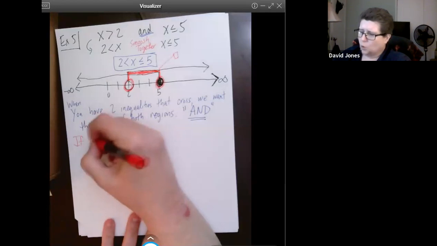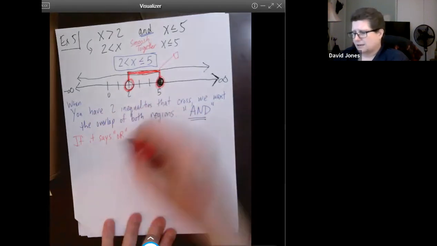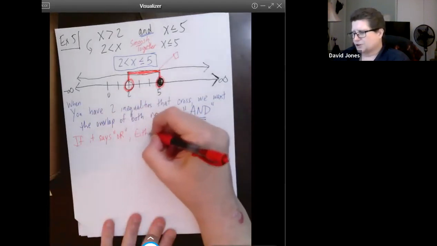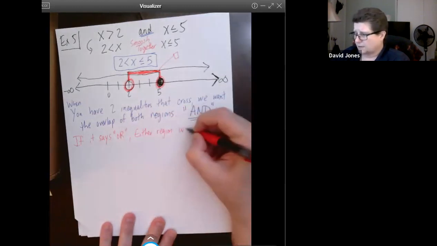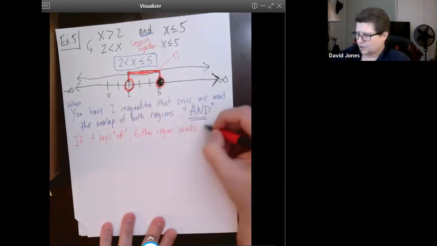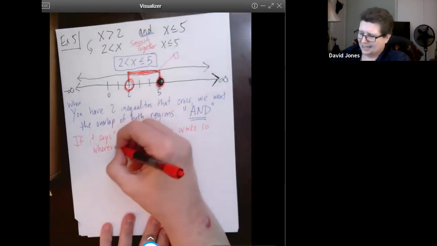If it says or, either region works. So wherever it's shaded counts. So wherever any line is shaded.